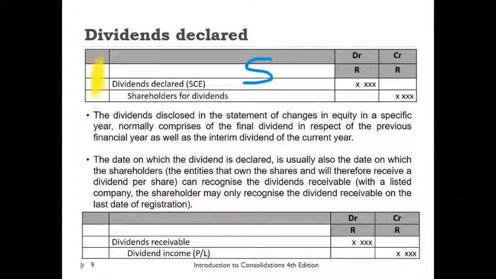Debit dividends declared in the statement of changes in equity, and credit shareholders for dividends as a liability. The dividend declared will be presented as a reduction in the retained earnings column of the statement of changes in equity. And you will also disclose a dividends per share amount at the bottom of this statement. This shareholders for dividends represents a current liability and will be presented in the statement of financial position of S. So this is the transaction that S would recognize in its separate financial statements, which would be your starting point for the consolidated numbers.